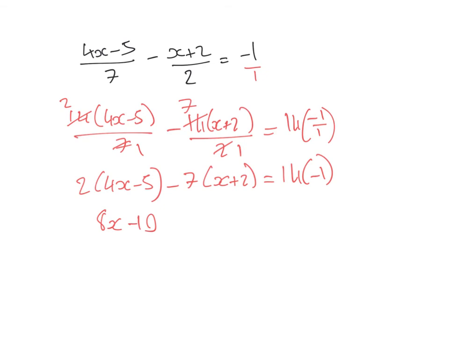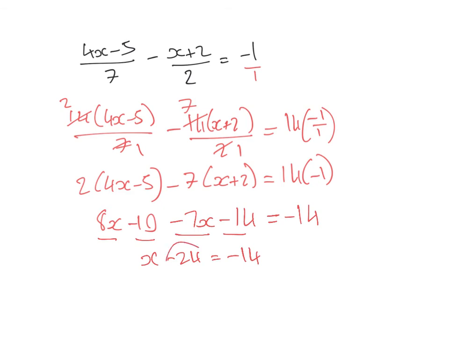So whenever you see algebraic fractions and there's a subtraction, you have to be really careful. Okay? So negative 7 times x, negative 7x, negative 7 times plus 2, negative 14, equals 14 times negative 1, negative 14. And now it's just a case of collecting the terms. So we have an 8x and a negative 7x, which leaves an x. Then we have negative 10, negative 14 is negative 24, equals negative 14.